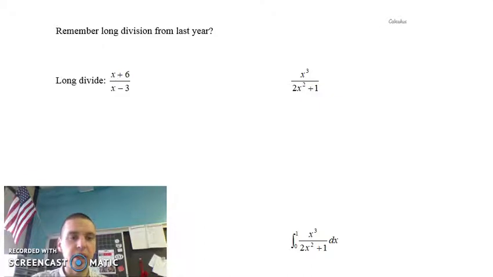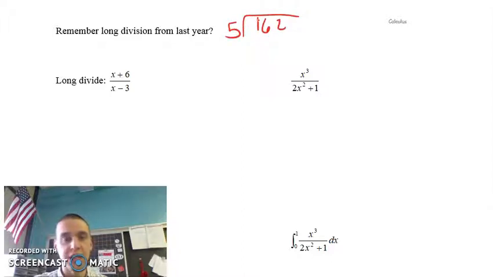So we're talking about long division. Long division, if I gave you 162 divided by 5. So what would we do? Well, we say, how many times does 5 go into 1? It can't, so then we look at the next number over. So how many times does 5 go into 16? 3. 3 times 5 is 15.